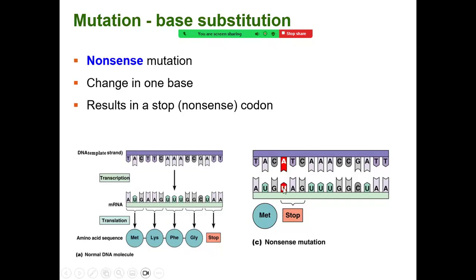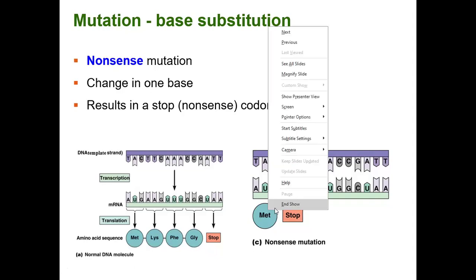If we change the nucleotide here, we then change this codon. Instead of coding for the amino acid lysine, it now codes for the stop codon, and we have a truncated protein. Nonsense mutations are usually pretty severe, and that's because the protein is much smaller. It usually does not function or does not function as well if it does function at all. Any question about any of that?